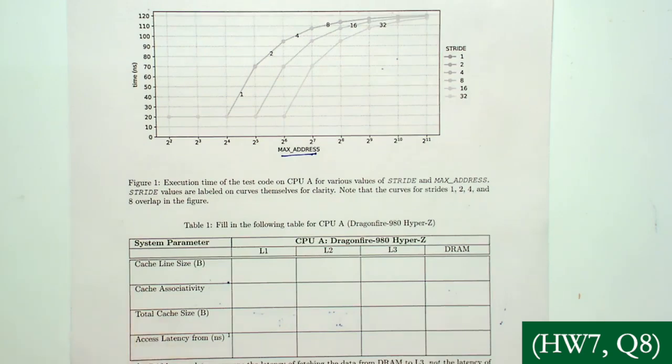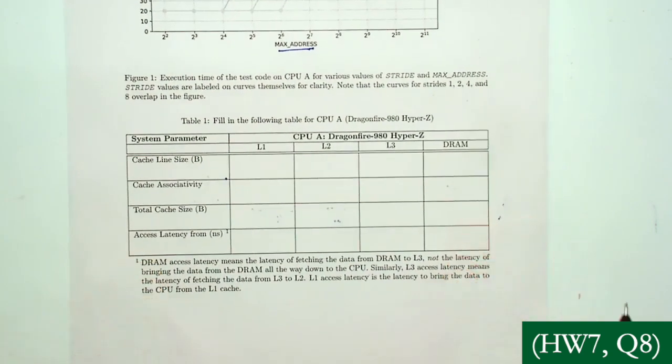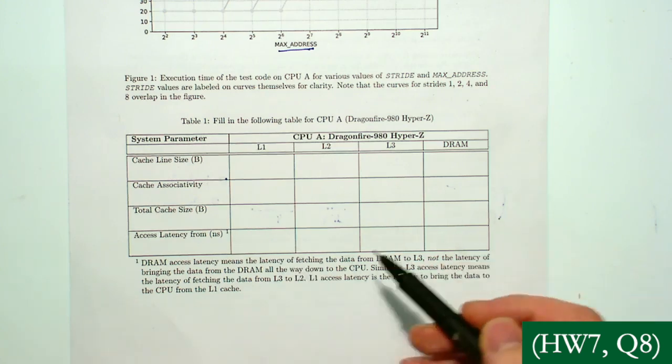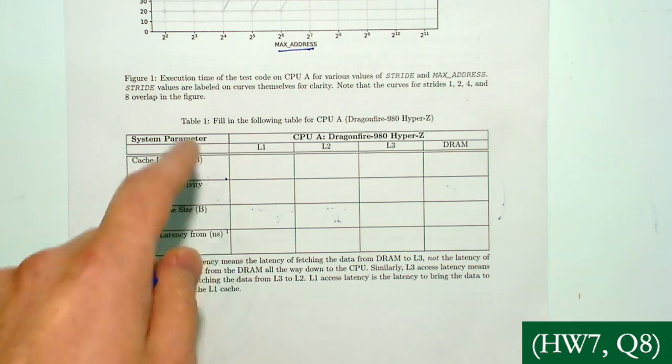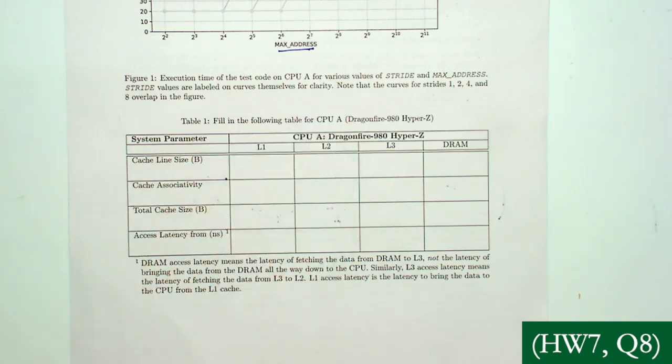Okay, and here in the table are the parameters that we have to fill in. There are some things that we cannot determine and some things that are not applicable. So you have to fill this table accordingly. If it's not applicable, you have to write that down. If it's not possible to determine based on this data, you can just put X or indicate that.